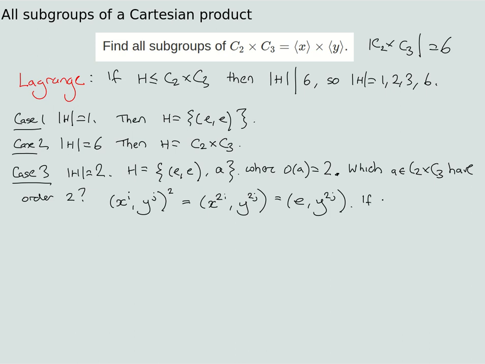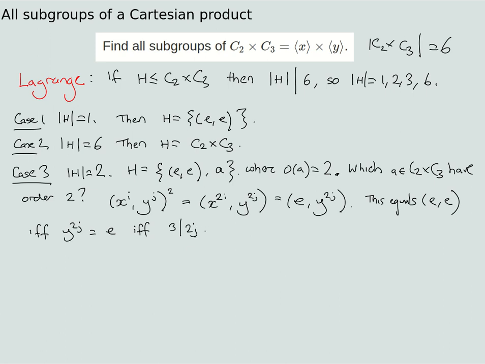Okay, so if this is equal to E, well, y to the 2j is equal to the identity. So actually, let's say this a bit more precisely. So this equals the identity element in C2 cross C3 if and only if y to the 2j is equal to the identity. And y has got order 3, so the powers of y which are equal to the identity are powers which are multiples of 3. So this is true if and only if 3 divides 2 times j.